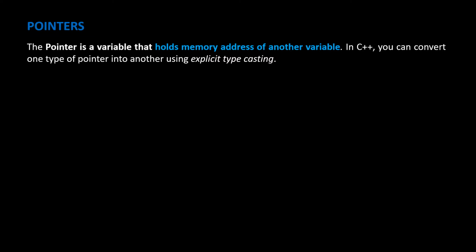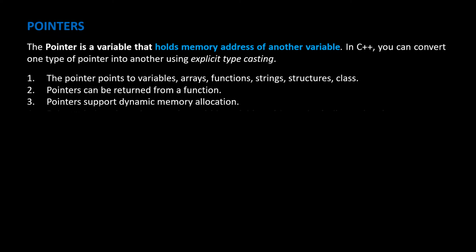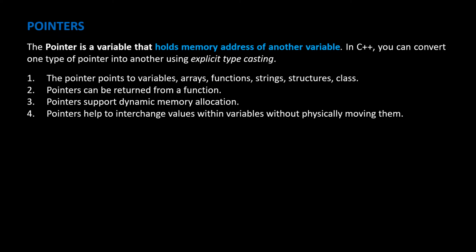In C++, you can convert one type of pointer into another, using explicit typecasting. Here are some features of the pointer. Number 1. The pointer points to variables, arrays, functions, strings, structures, class. Number 2. Pointers can be returned from a function. Number 3. Pointers support dynamic memory allocation. Number 4. Pointers help to interchange values within variables without physically moving them.